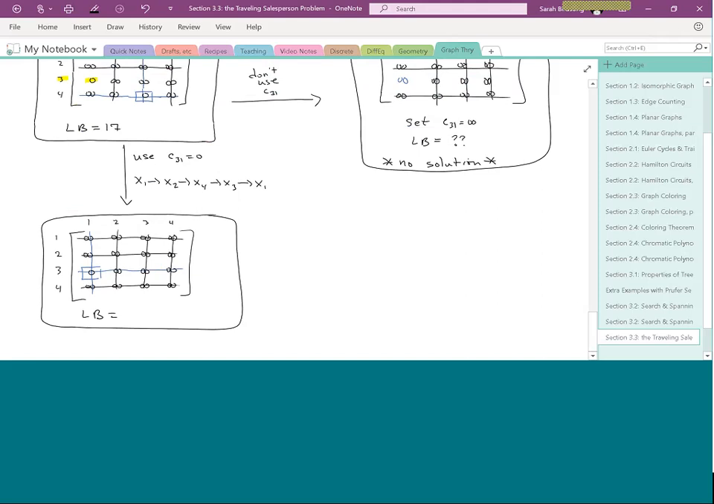Don't overthink it. Remember, the lower bound is where you take all the smallest numbers left in the matrix after we adjusted and subtract as needed. There's no numbers left, so there's no adjustment possible here. So our lower bound is still 17.